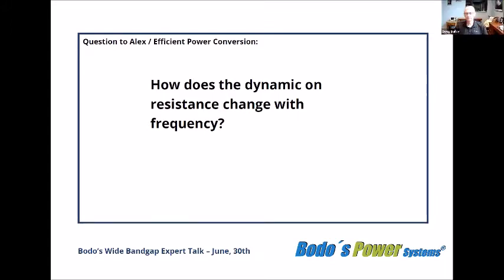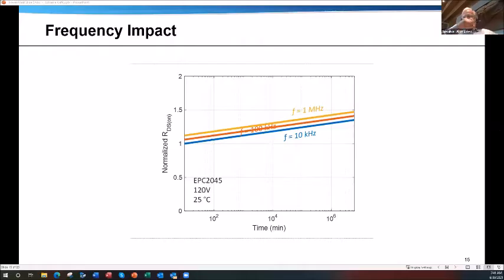As you can see, there's maybe a 20 or 30% effect going from 10 kilohertz to 1 megahertz here. Yeah, I'm actually surprised, Alex, that the dynamic on resistance is so high. We're seeing 5%, and then it recovers. If you hit it for a few million strikes at higher than the rated voltage, it then recovers pretty quickly, but the effect is only like a 5% effect.